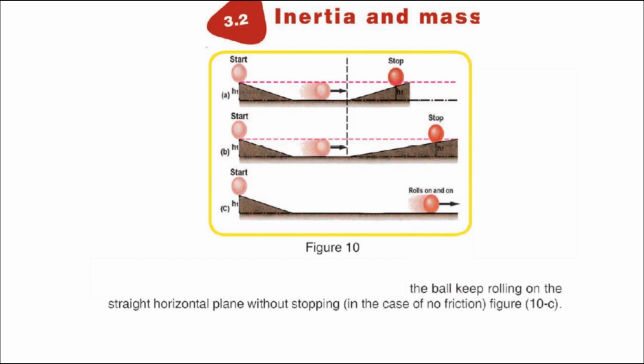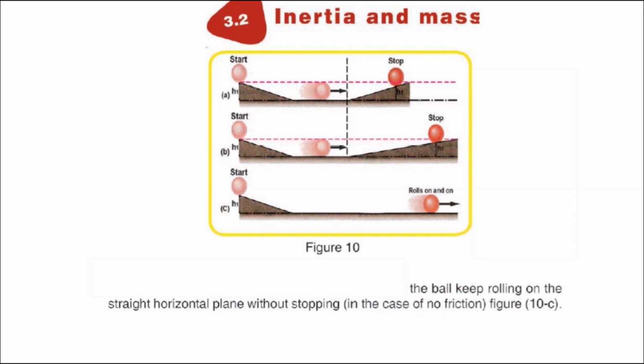Inertia and mass. Notice figure 10. In case A, the ball will roll to a height less than the initial height, then it will come back. In case B, we make the path longer and we change the slope of the path, and we see the ball travels more distance.